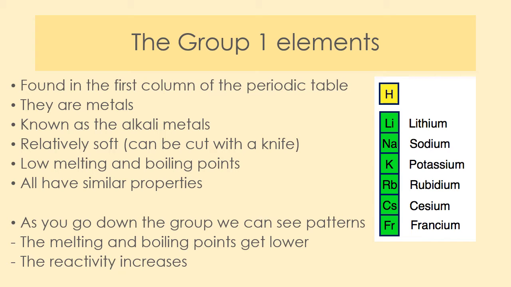So here we have the Group 1 elements. We have lithium all the way down to francium. So lithium probably has the highest melting point and francium has the lowest melting point. So as we go down, the melting point decreases, as does the boiling point. However, as we go down the table as well, the reactivity increases. They get more reactive.